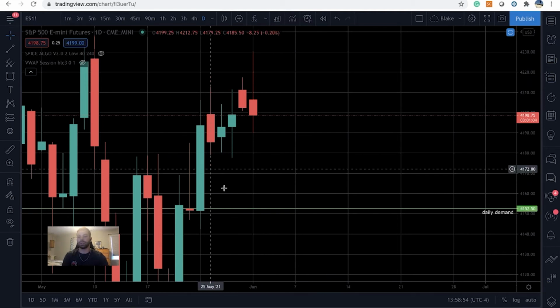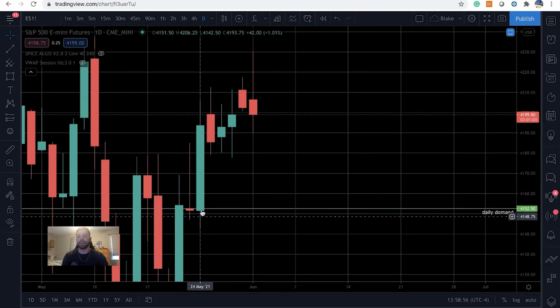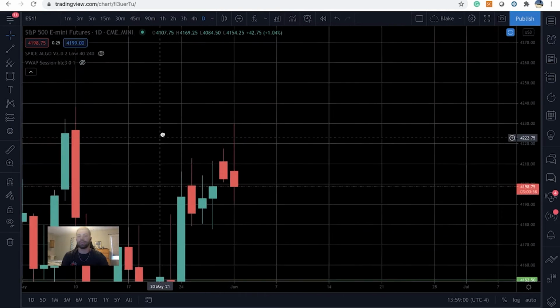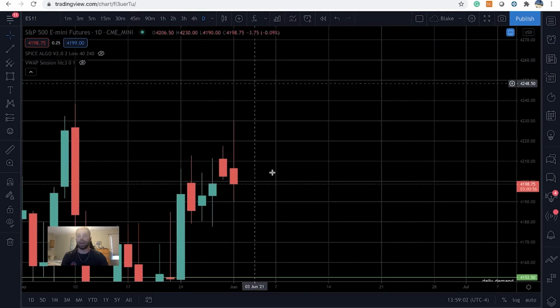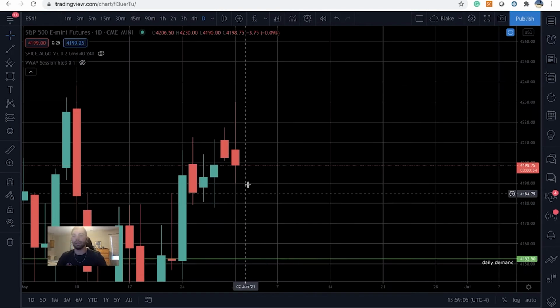But essentially what we just want to have is, for the demand side, a basing candle and an ignition out of it. And then for the supply side, we want to have a basing candle and a drop out of it, taking out the basing candle.